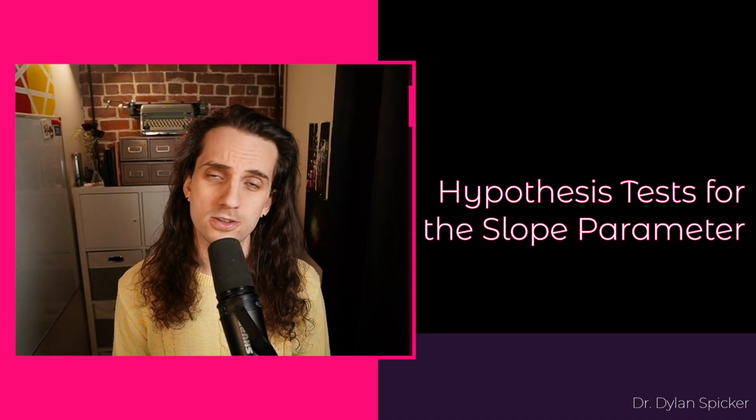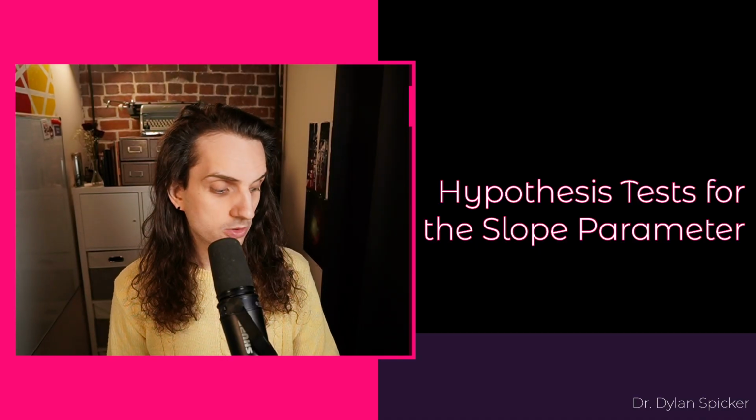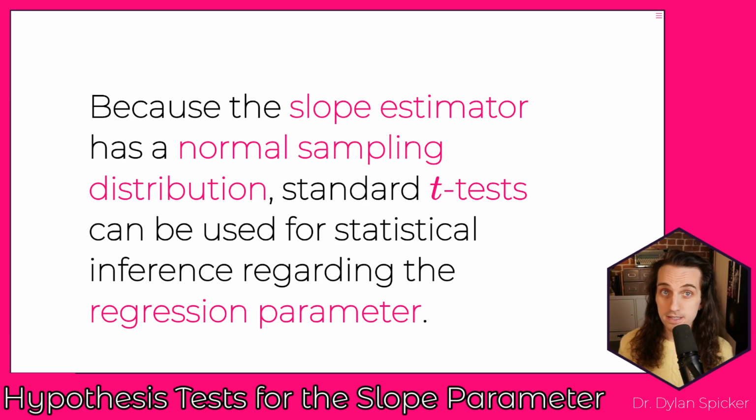Because this slope parameter captures such an important part of the relationship or the association between two factors, it's going to be important for us to be able to answer statistical questions relating to the value of that slope parameter. Fortunately, we're going to be able to apply t-tests or similar statistical procedures in order to answer questions relating to the slope parameter from a linear regression model. Specifically, because the slope estimator has a normal sampling distribution, we're going to be able to apply standard t-tests in order to conduct statistical inference regarding the regression parameter.